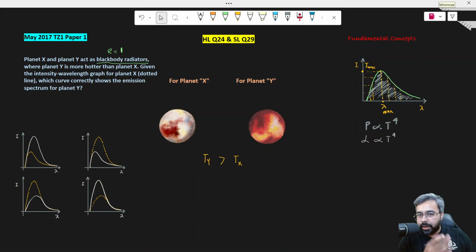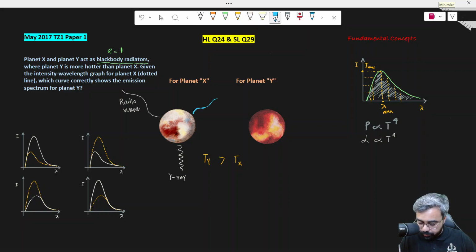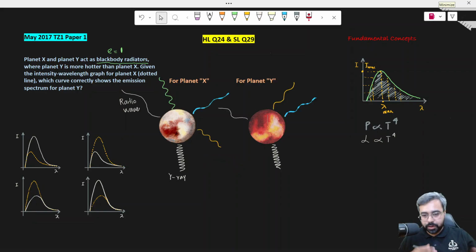Now, if I connect this intensity wavelength graph with the planet situation, remember that this planet is going to release everything from the minimum wavelength, the gamma ray, to the maximum wavelength electromagnetic wave, which is a radio wave, and also visible light. I have tried to show you that the whole electromagnetic spectrum is radiated from both of the planets.